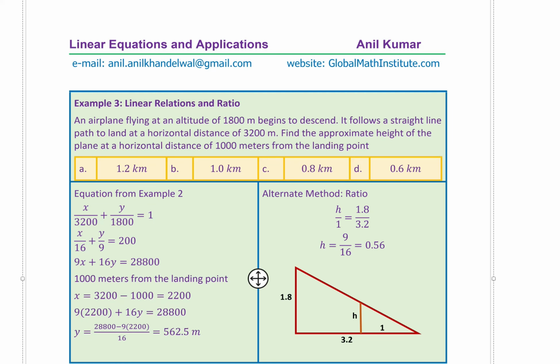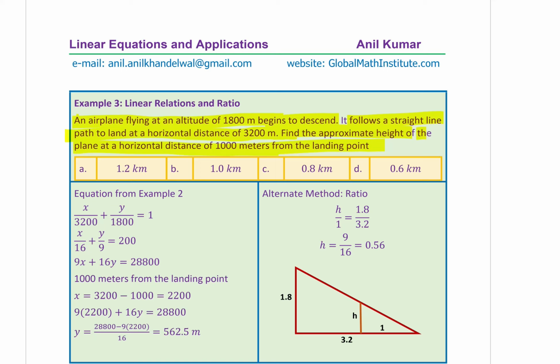Here is example 3, which is again a similar situation. We are now considering an airplane flying at an altitude of 1800 meters that begins to descend. It follows a straight line path to land. Horizontal distance is 3200. Okay, find the approximate height of the plane at the horizontal distance of 1000 meters from the landing point. Slightly different, same condition. So from 1000 meters, what is the height of the plane? That is the question this time.